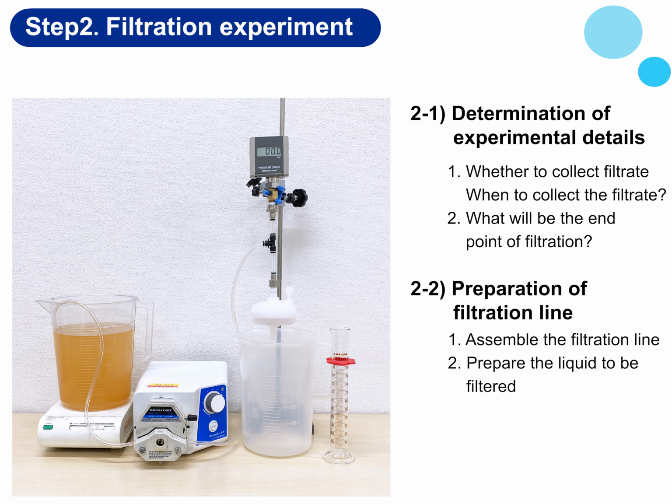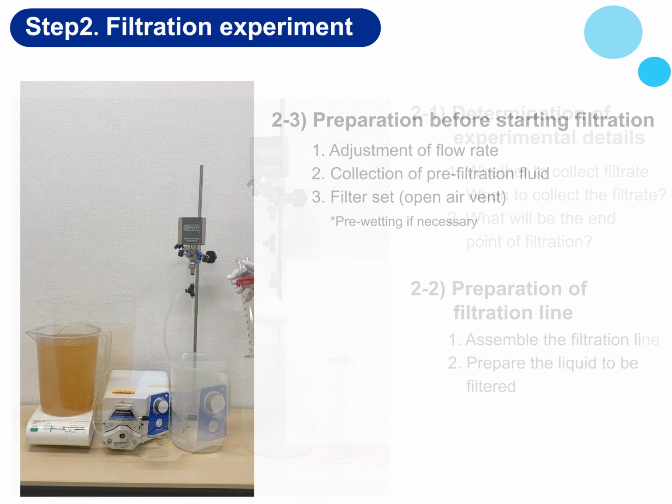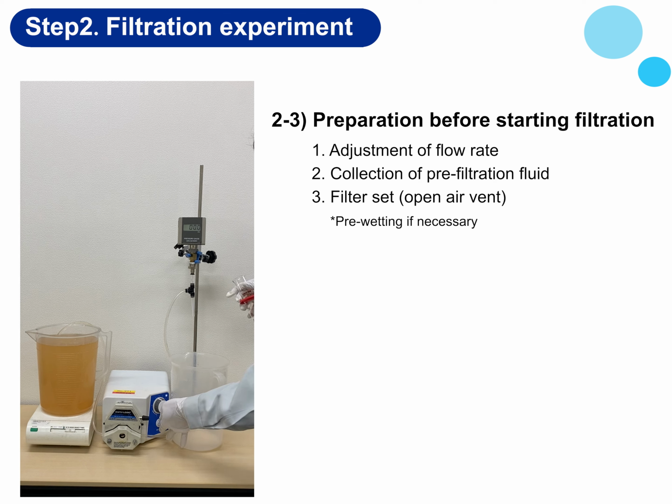Assemble the filtration line and prepare the liquid in which the experiment will be conducted. If particles in the liquid tend to precipitate, conduct the experiment while stirring the liquid with a stirrer or mixer to prevent air from entering. Before starting the experiment, adjust the flow rate of the pump. Use a stopwatch and a graduated cylinder to adjust the experimental flow rate.